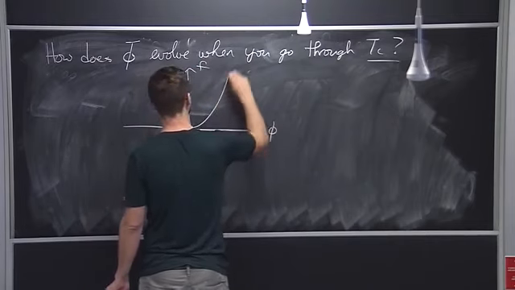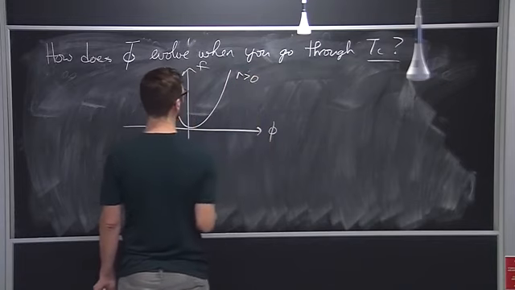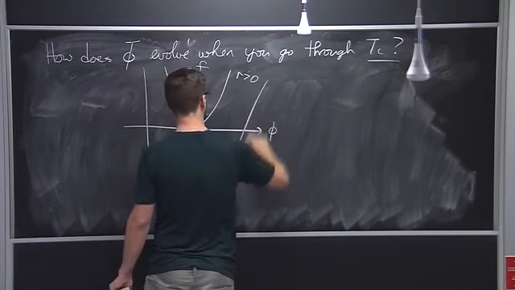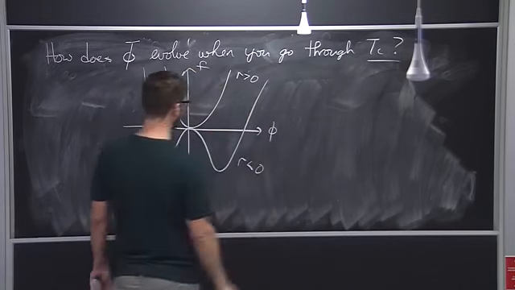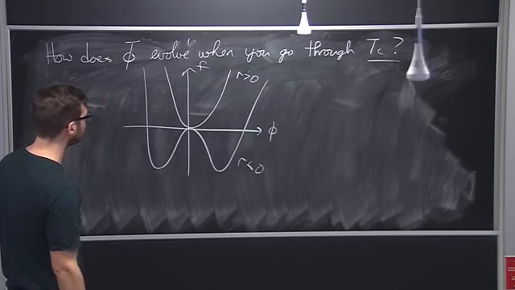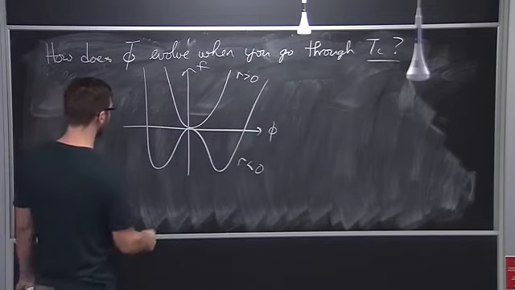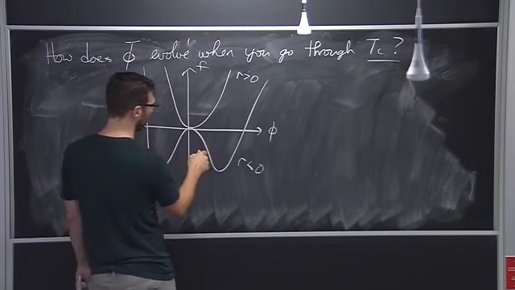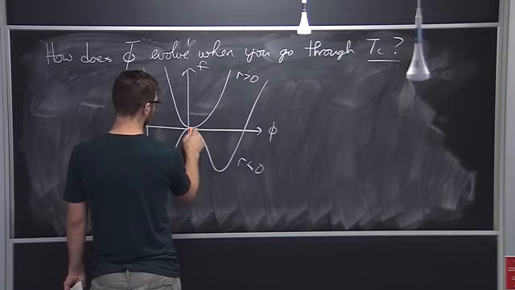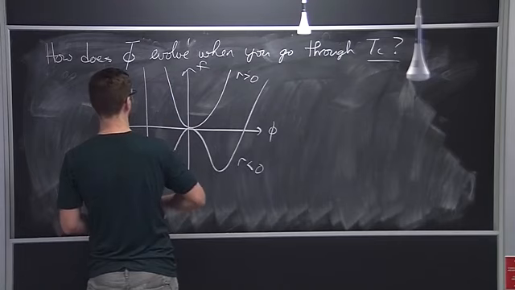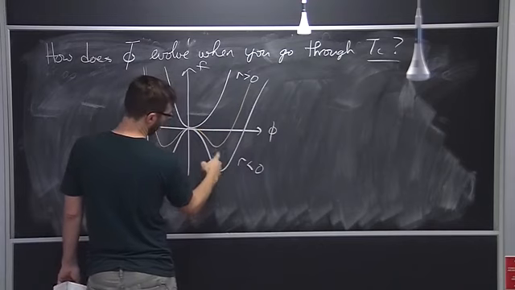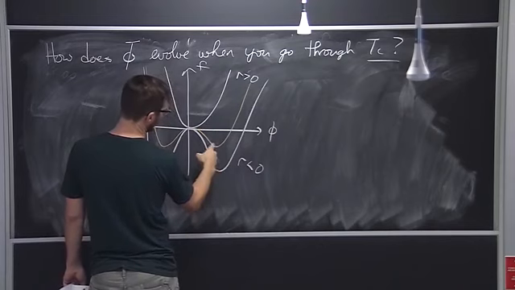So for large R greater than 0, you get something like this. For large R less than 0, you get something like this. And for intermediate values, what you're doing is tracking the minimum of this free energy to tell you your phi bar, right? So for some intermediate value, you can imagine that minimum value being slightly closer to 0.